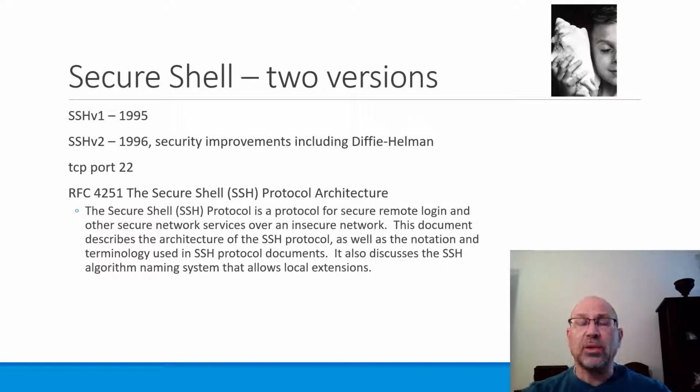And we can learn about the overall SSH architecture with RFC 4251. A lot of the description is in there. And if you'll read along with me, the Secure Shell protocol is a protocol for secure remote login and other secure network services over an insecure network. This document describes the architecture of the SSH protocol, as well as the notation and terminology used in SSH protocol documents. That means there's more of them. It also discusses the SSH algorithm naming system that allows local extensions, so modifications to the SSH protocol.